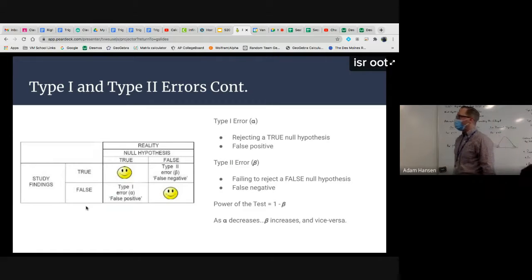A type 2 error, another error you could make, is given by the Greek letter beta. Make a B, but give it a long tail. A type 2 error, beta, is what is commonly known as a false negative. It is failing to reject a false null hypothesis. A type 2 error is failing to reject a false null hypothesis.